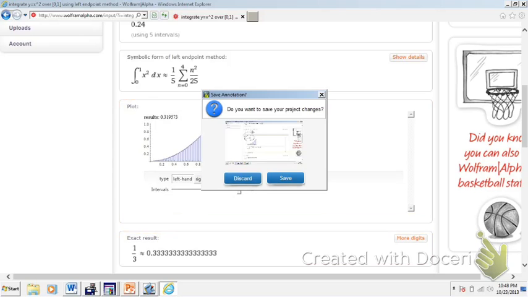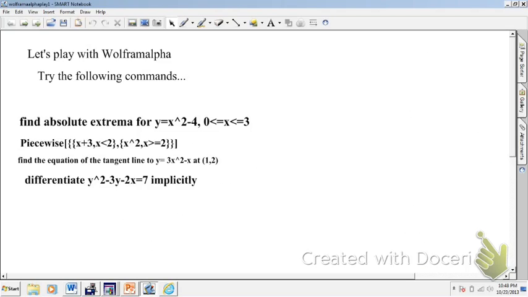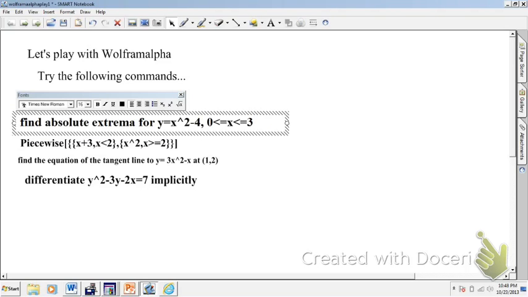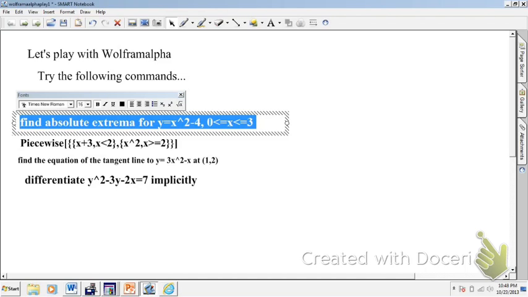Now's a good time to talk about a couple other common commands in Wolfram Alpha that people are, I think, afraid to use, but they're great. We've been doing a lot with finding absolute extrema, so I just copy and pasted a few commands here just so you'd know how to write them. If you tell Wolfram Alpha to do this, it'll do it. Let's try.